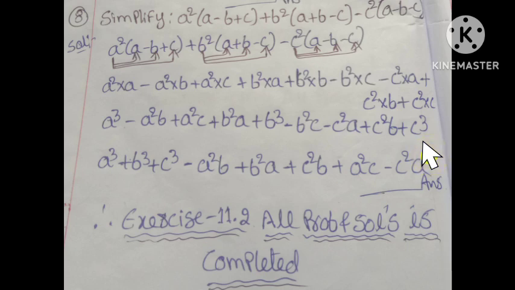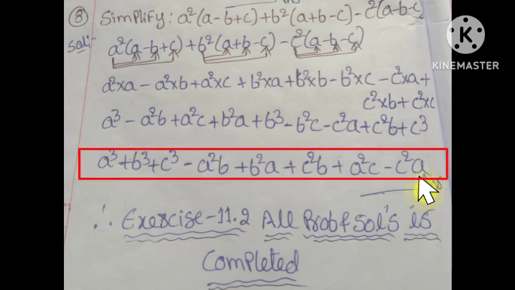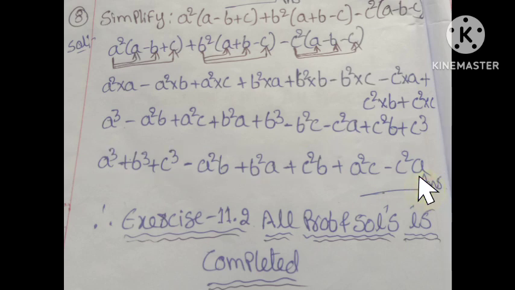So how to write the final product? What's the final answer? a cube plus b cube plus c cube minus a square b plus b square a plus c square b plus a square c minus c square a. This is the final answer. This is exercise 11.2, all problems and solutions. It's over.